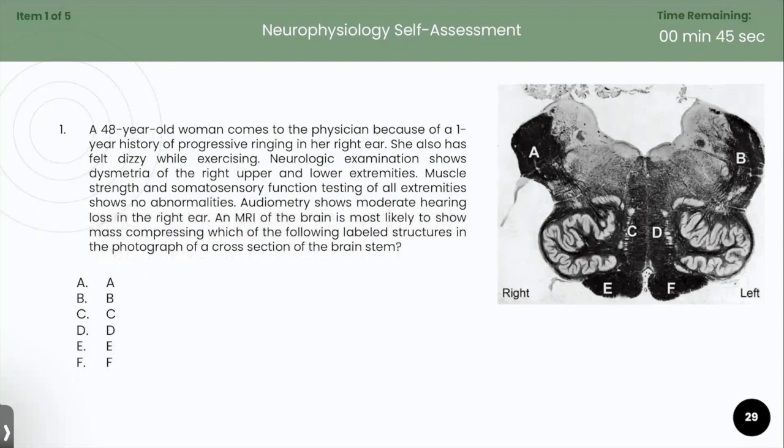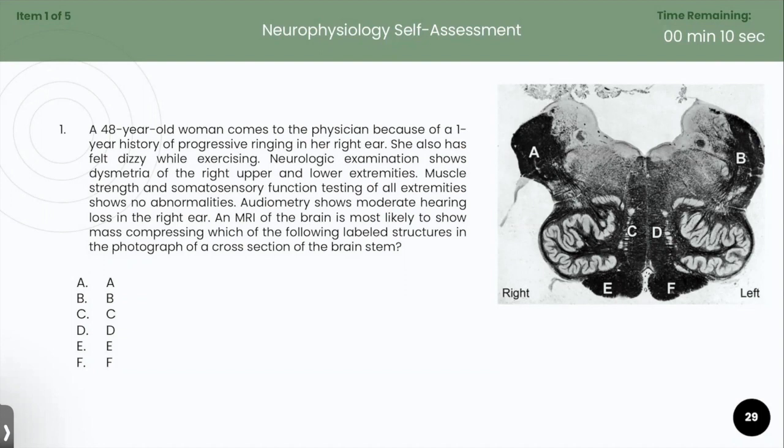Okay, so in this question, we have a 48-year-old woman who's coming to the physician because she has a 1-year history of progressive ringing in her ear. She also has felt dizzy while exercising. Neuro exam shows dysmetria of right upper and lower extremities. Muscle strength and somatosensory function testing of all extremities shows no abnormalities. Audiometry shows moderate hearing loss in the right ear. An MRI of the brain is likely to show a mass compressing which of the following labeled structures in the photograph.